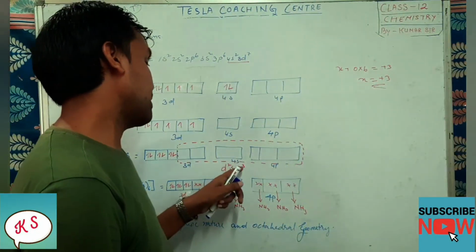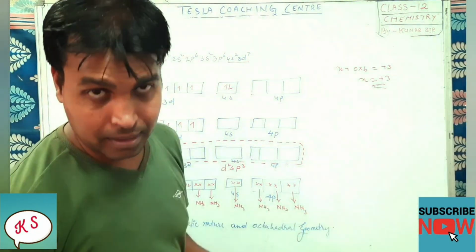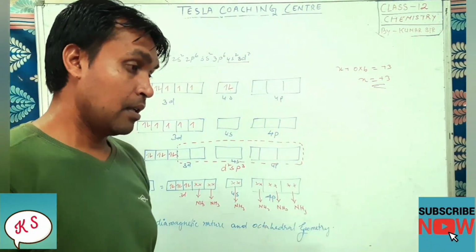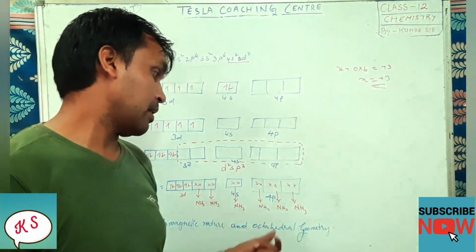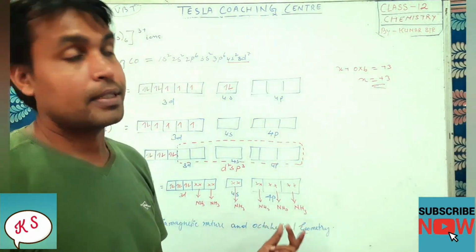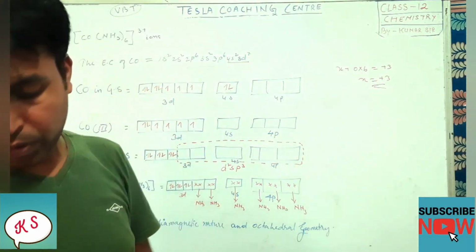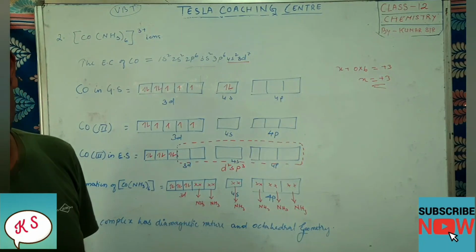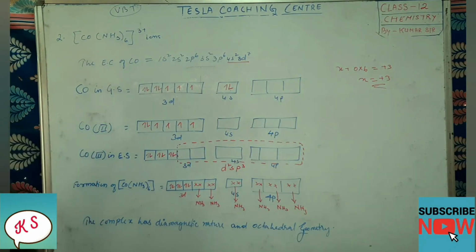And what is the hybridization? d2sp3. You can see in the table I have given you in the first part of this class, d2sp3. If hybridization is there, what is the geometry? It is octahedral geometry. Okay, I hope you are understanding it. It's very simple. All of you try to learn it properly. Okay, let's go to the next question now.